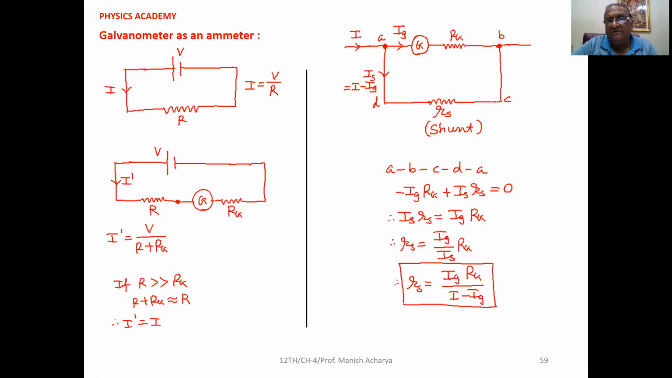Then, by passing known currents through the galvanometer, recalibrate its scale. Now you can use it as an ammeter, which can measure a maximum of 10 ampere current. Clear up to this one?